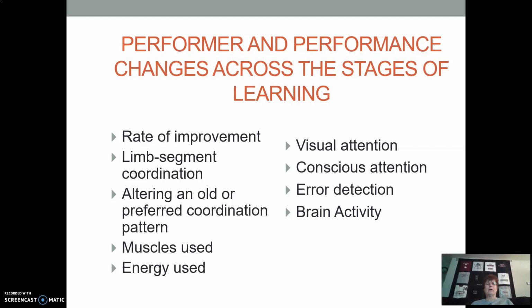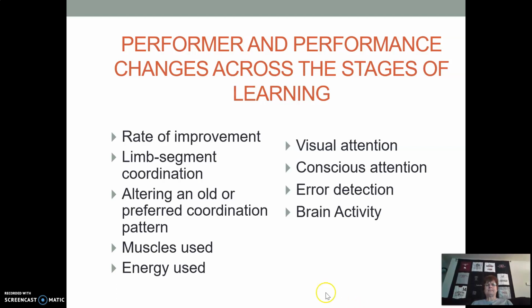So for instance, when we talk about the concept of rate of improvement, what does that look like for a performer at the beginning stages of learning? And then what does that look like for a performer at the more proficient, expert level of performance? So take each one of these, and that would be your homework assignment for this part of the chapter, and you can turn that in online.